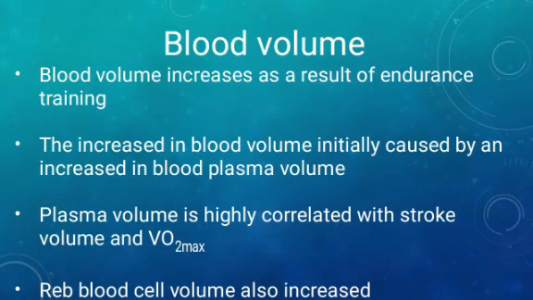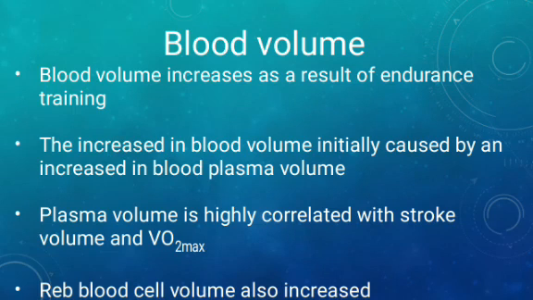Blood volume. Blood volume increases as a result of endurance training. The increase in blood volume is initially caused by an increase in blood plasma volume. An increase in plasma volume is one of the most significant changes that occur with endurance training. Increase in plasma volume is a major factor in the increase in stroke volume.